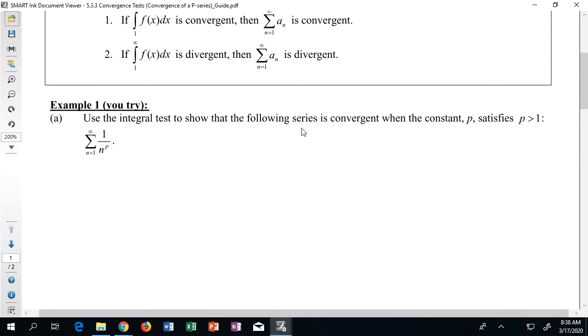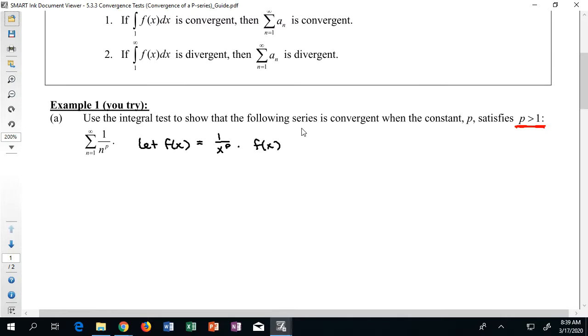Use the integral test to show that the following series is convergent when the constant p, the number that I pick for p, is greater than 1. Okay, so I'm going to go ahead and attempt to work with this. This shouldn't be too terribly difficult because I'm going to try to use the integral test up above. So first I'm going to think about my matching function. How about we let f of x be equal to 1 over x to the p? Again, p is just a mystery number.